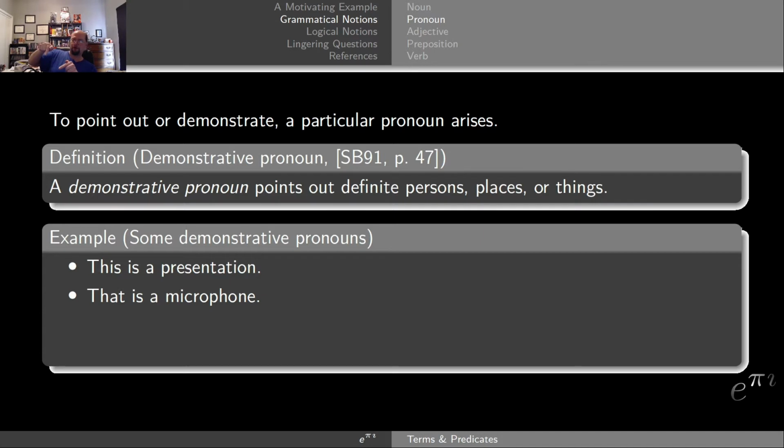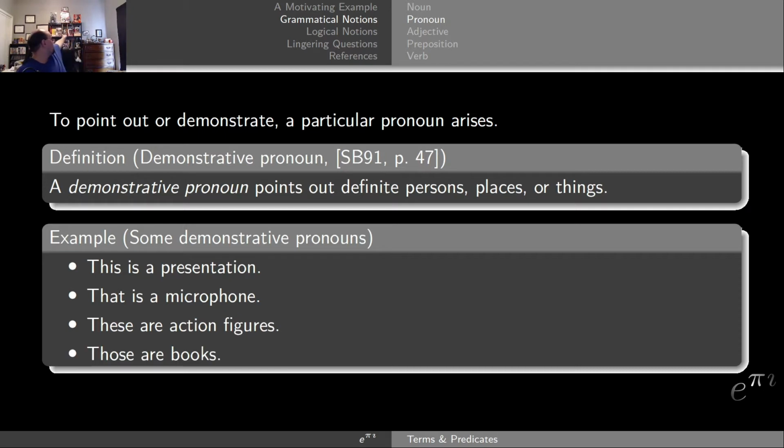That is a microphone, so I'm pointing directly at that, which is referring to the microphone. The "that" is referring to the microphone in the sentence as well. These are action figures, so these guys right here are action figures. And in the sentence, indeed, the "these" refers to the action figures in the sentence.